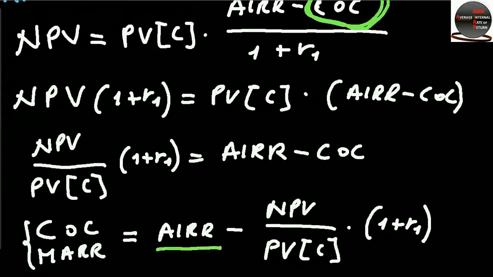And so we have a second way to compute the minimum attractive rate of return. Once we have computed the project's rate of return, we can simply compute the minimum attractive rate of returns starting from the NPV. So we have two equivalent ways. The first one uses market returns, and the second one uses the NPV and the project rate of return.